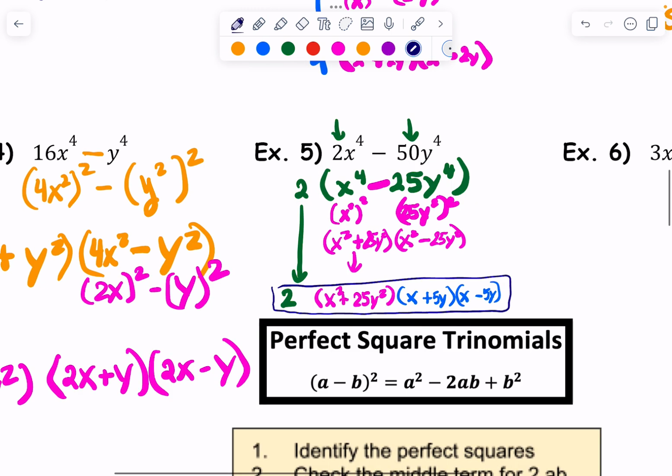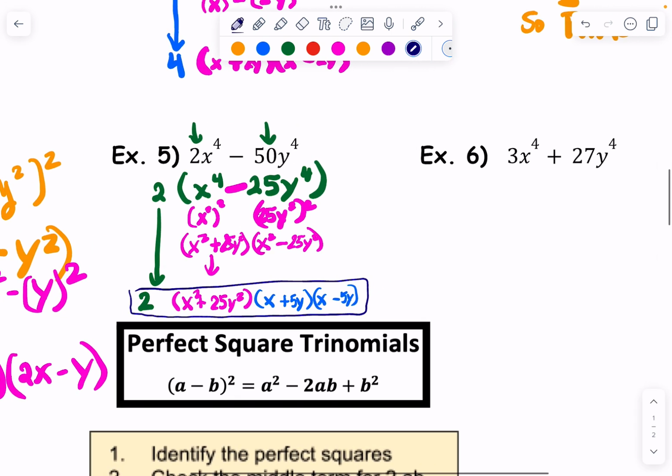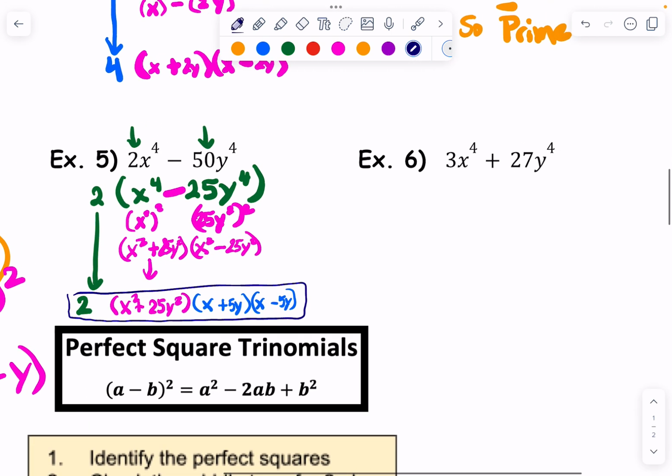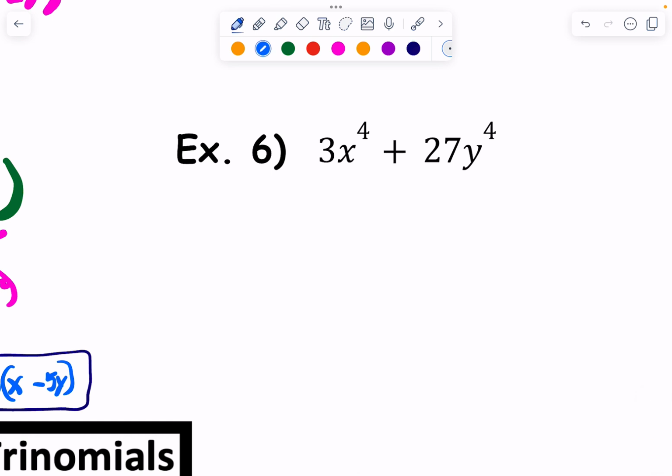All right, cool. Okay, let's try another one. And always remember that you guys can always pause and then do the problem, right? Okay, here we go. So 3 is the smallest number, and we see that 3 is a factor of 27. They both don't have x's, they both don't have y's, so 3 is the only thing that can come out. And we're going to get x to the 4th plus 9y to the 4th.